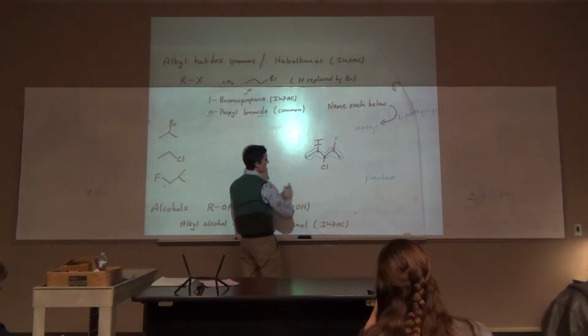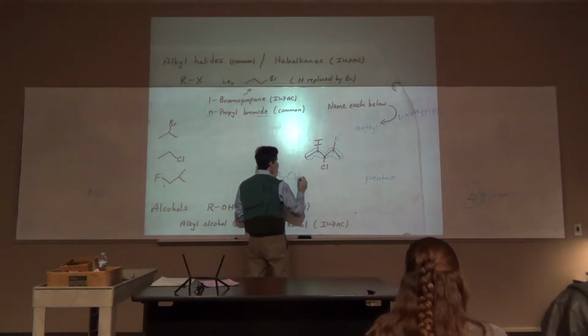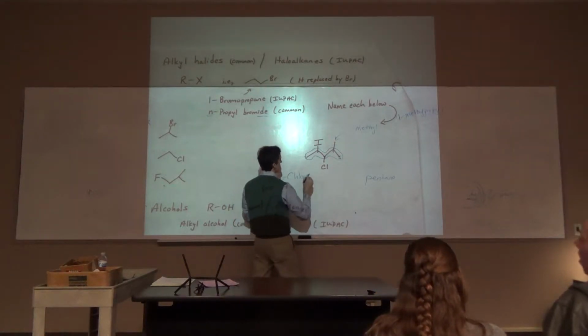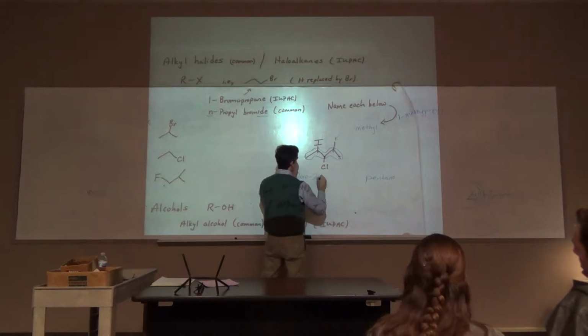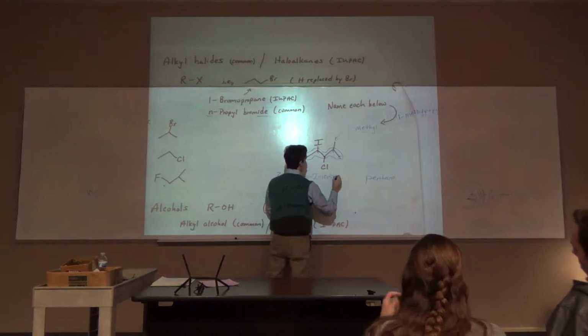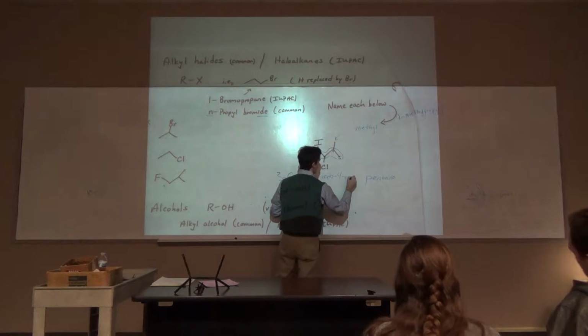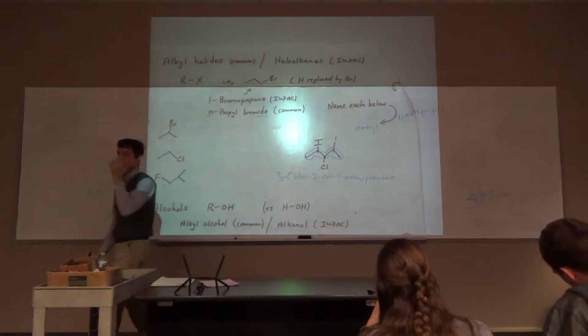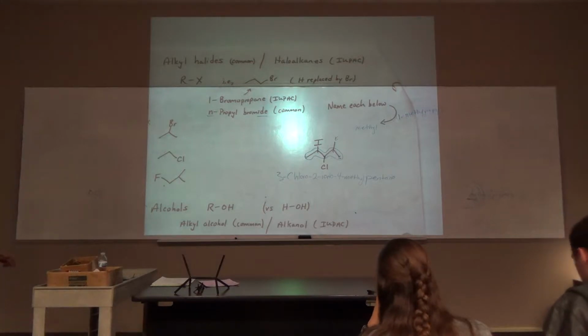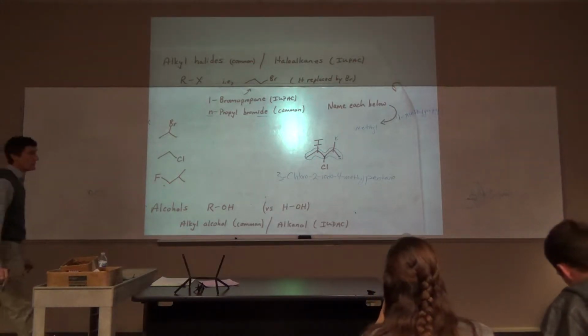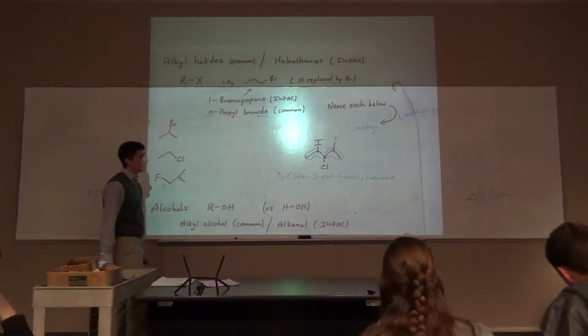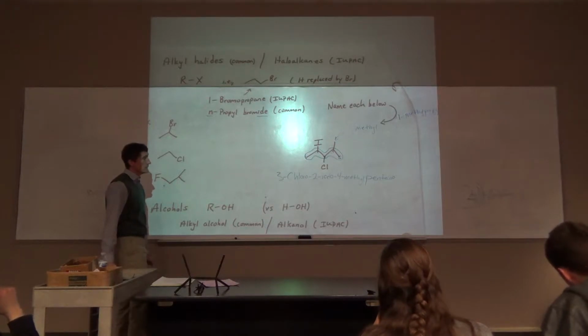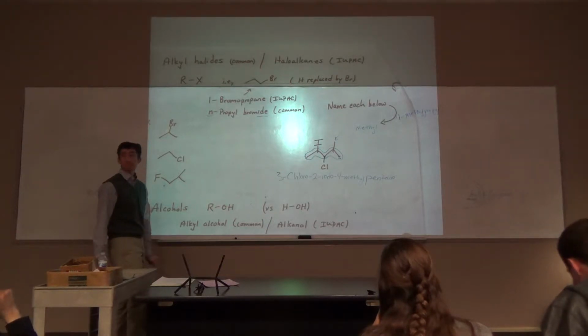Now we list these in alphabetical order, so what's first? Chloro? 3-chloro, 2-iodo, 4-methyl pentane. How's that look?